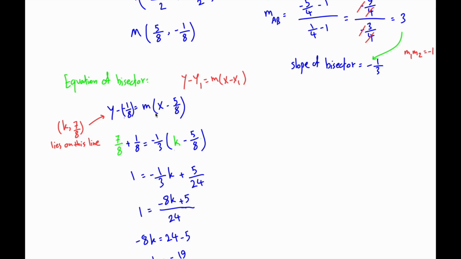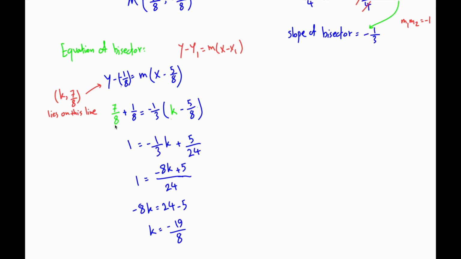Now, you do not need to tidy up and make y the subject of the equation. That would be a waste of time. Since they want us to find the value of k, you just need to replace the y with 7 over 8, because this point C lies on this line, so it must satisfy the equation of this line. So you make the substitution and then try to make k the subject of the equation. Over here I got 7 over 8 minus 1 over 8, which is plus 1 over 8. The whole thing becomes 1.